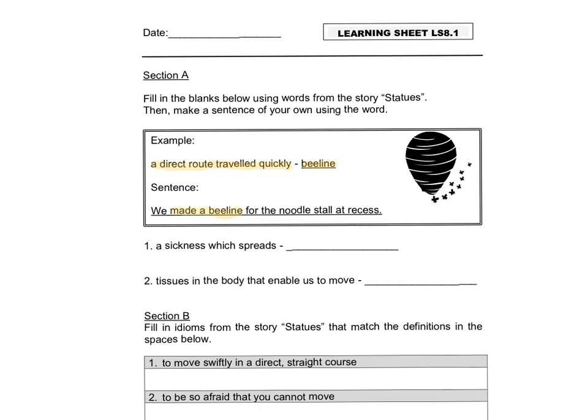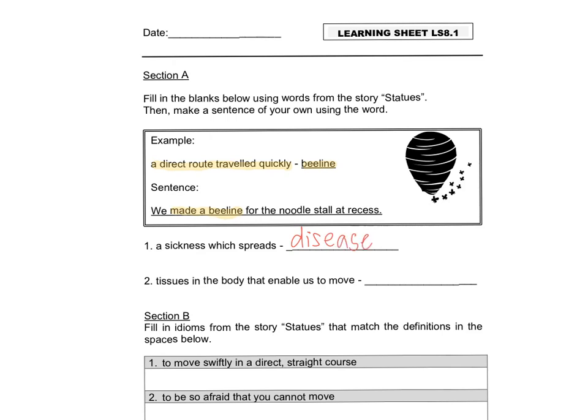Okay? So this is an idiom. Idioms do not take on a literal meaning, because idioms actually take on a figurative meaning. Example, it's raining cats and dogs. It doesn't literally mean that it is really raining cats and dogs flying down from the sky, right? So let's look at the first question, a sickness which spreads. So the word we have here is disease.